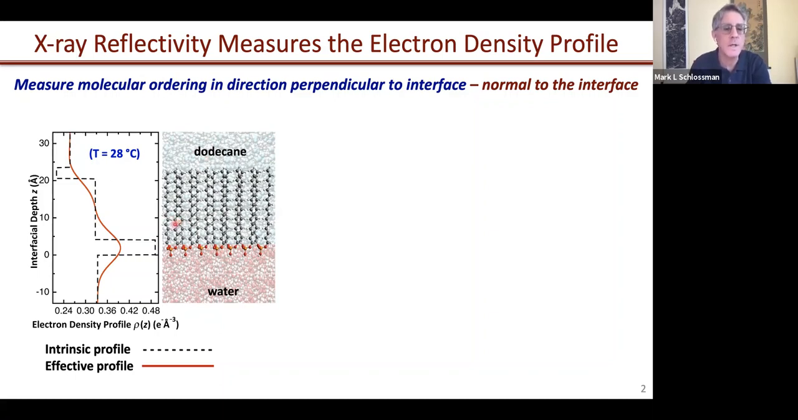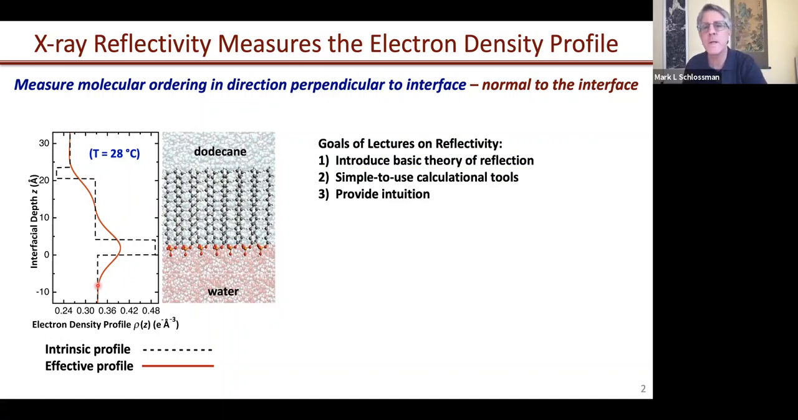However, what you measure in X-ray reflectivity is a bit different from this, because in a real system, there will be thermal motion of all of these molecules, the solvents, the molecules at the interface, and the net effect is to sort of smear out this intrinsic profile to give you what I've shown here in red, which is sometimes called the effective profile, but that is what X-ray reflectivity actually probes.